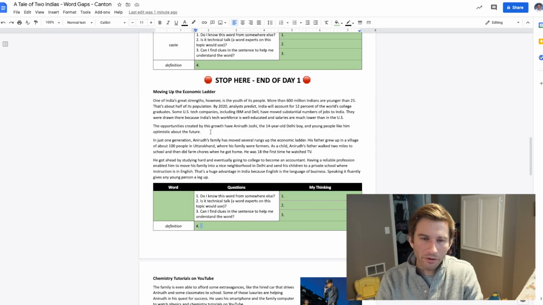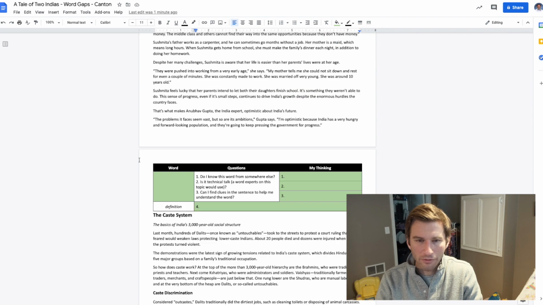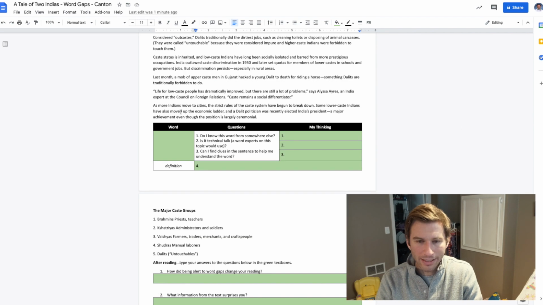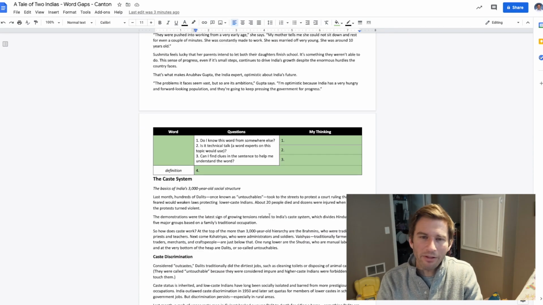And you'll notice as we go through, it's basically each section of the text we're looking for one more word gap, and then when we get down at the end on day two, there's just a few questions that you're going to answer. How has it changed your reading? What information surprises you? And what's one thing you're still wondering? So there you go. That's how we do word gaps.